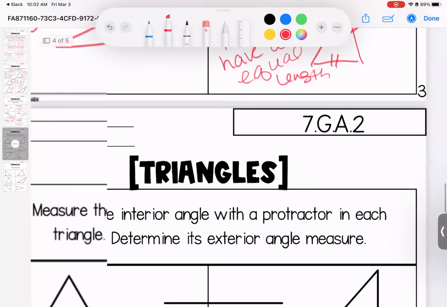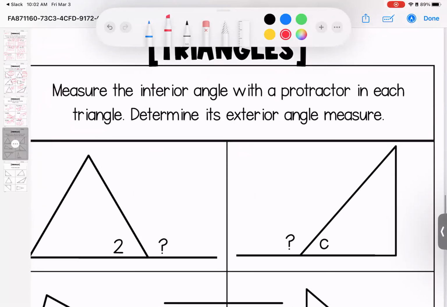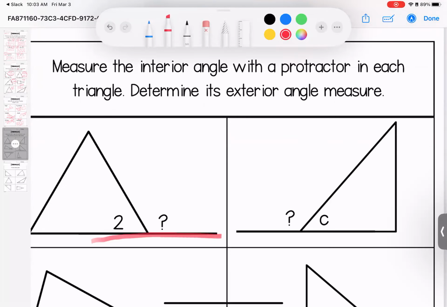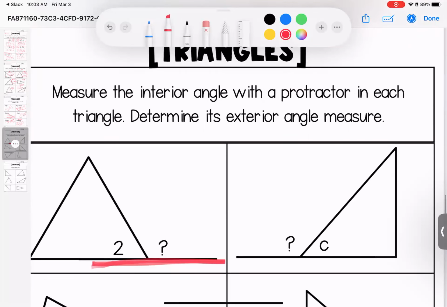All right, love bugs, for this one, I was hoping that we would practice with a protractor. If for some reason you didn't have a protractor, that is okay. But I was hoping that we would be able to do that. So what you needed to do was measure the interior angle with a protractor and then use that to determine the outside angle, knowing that a straight angle has a total of 180 degrees. So when we see these lines, we know that that's a straight angle. Straight angles have 180 degrees, okay?